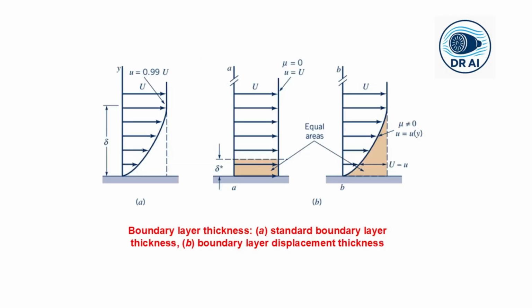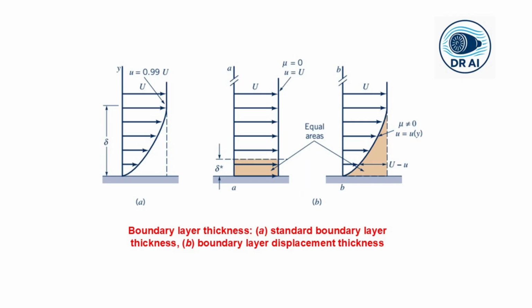Now, there are three ways to measure the thickness of the boundary layer. As shown in this particular figure, we have an important question: where exactly does the boundary layer end? Where is the edge? In reality, there is no sharp edge. The velocity approaches the free stream value asymptotically as we move away from the wall. So, we need a definition here.